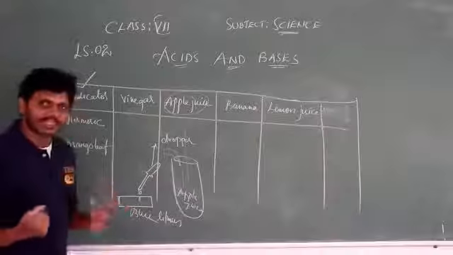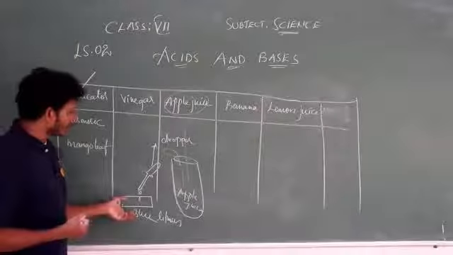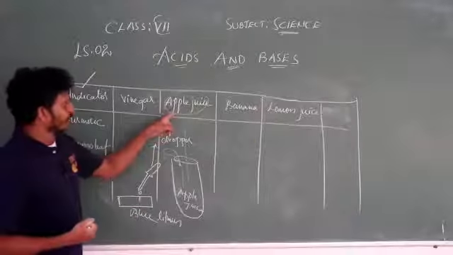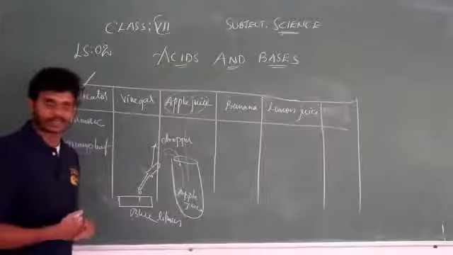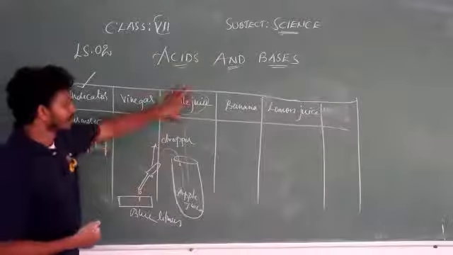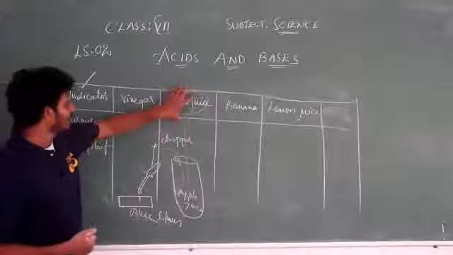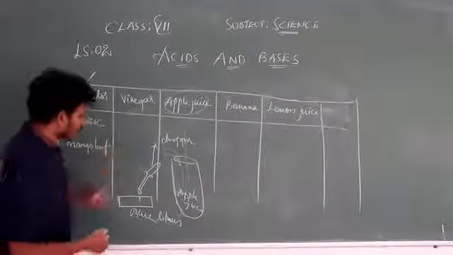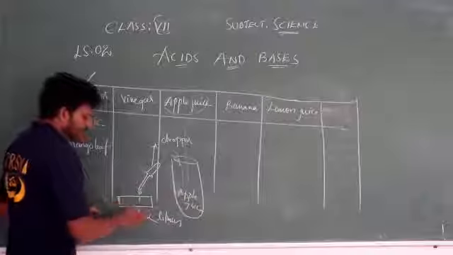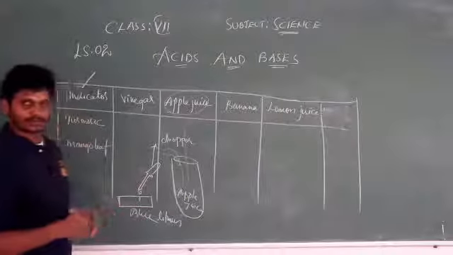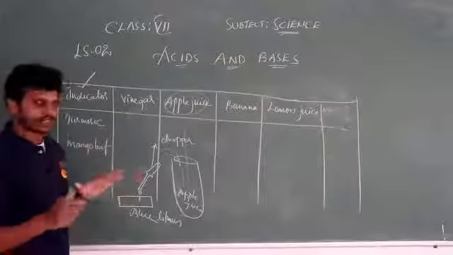Why has it changed? Because apple juice is acidic in nature. It is an acid, a mild acid is present inside. It is mildly acidic, so the blue litmus changes color from blue to red. Did you understand?